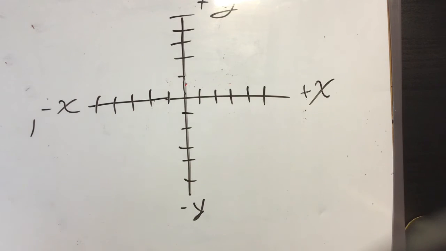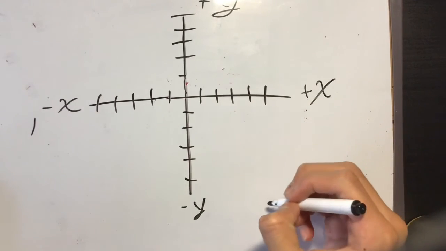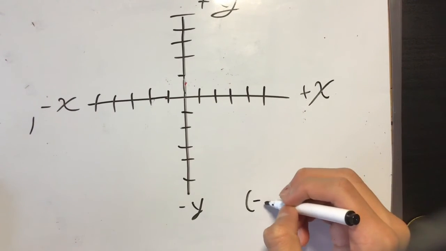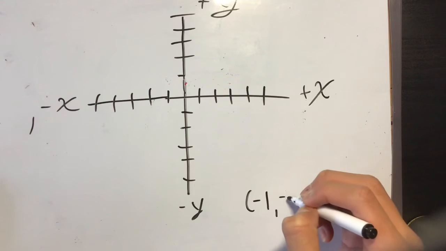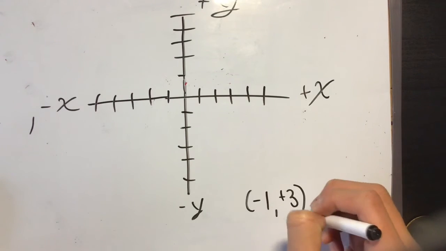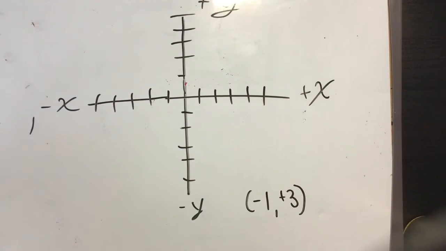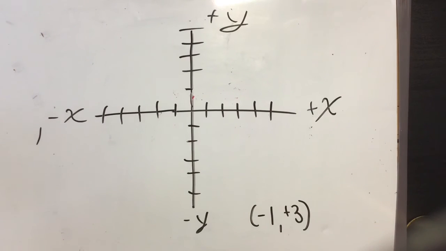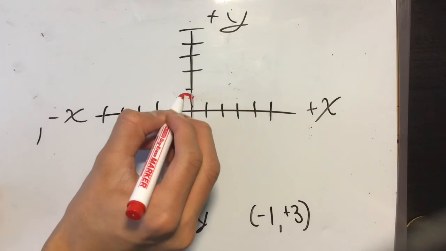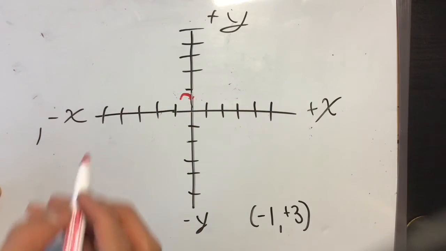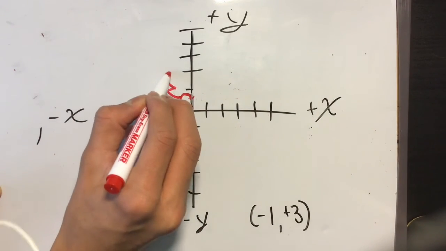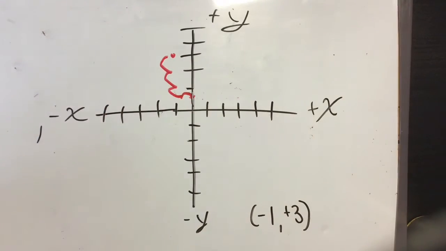Now let's do 2 more examples. What about -1, +3? It's simple because, hold on, you go in the negative x-axis 1 time, but you go up 3. 1, 2, 3. Therefore, the point would be right there.